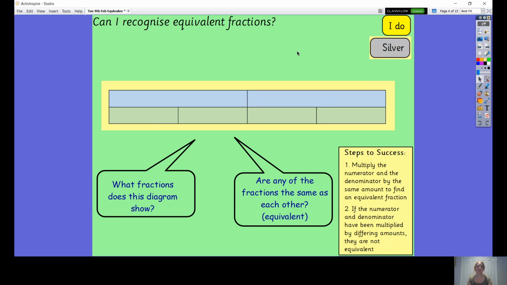So I want you to have a little look at this fraction wall. Don't worry about drawing it out precisely in your book, but you can make a little sketch of it if you like, and try and have a look at what each section of this fraction wall represents. Okay, so what fractions does this diagram show? And then can you see any fractions that are the same as each other, so that are equal to each other, equivalent? Okay, so pause here and have a little look.